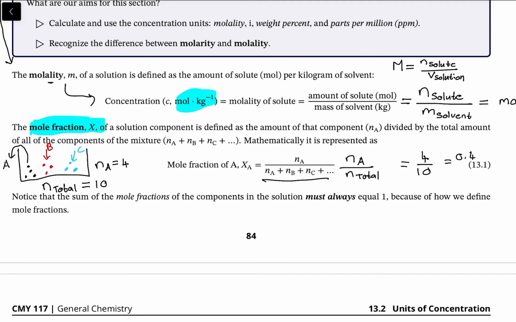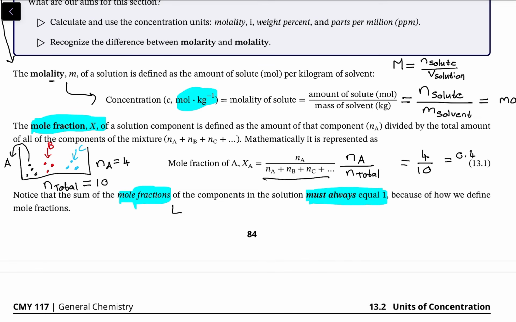Now what's important about that? If we're looking at mole fractions, then all of the components in the solution must always sum to 1. Why is that? A is 4 out of 10, B will be 3 out of 10, and C will also be 3 out of 10. If we sum all those numbers together, we must get 10 out of 10. We must get all of the moles in the total mixture, and that must then equal 1.